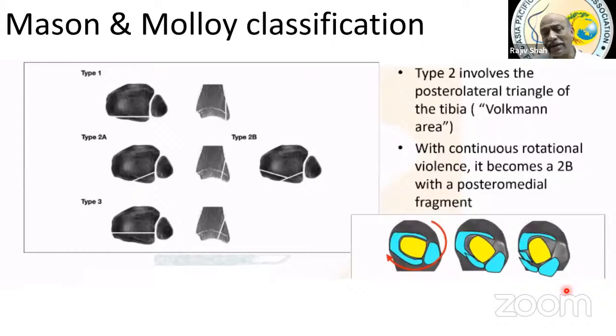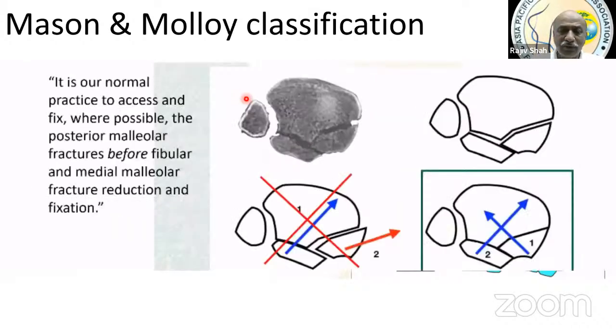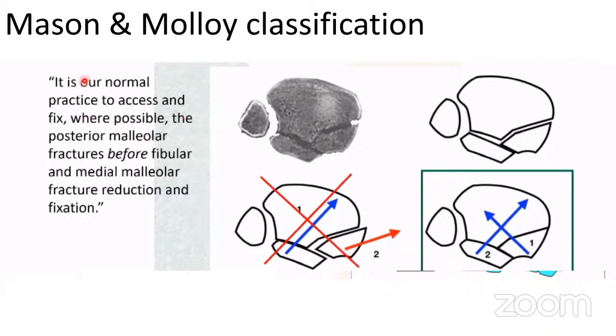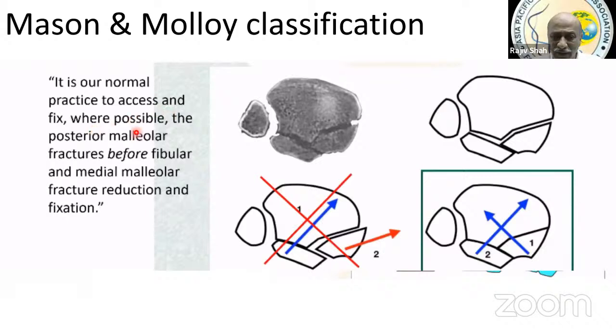And the last classification, the latest one, is that of Mason, where he said that type 2 involves the posterolateral triangle of the tibia or Volkmann's area. And then he also gave an algorithm to manage this. What he said is that it is our normal practice to access and fix wherever possible the posterior fracture before fibular and medial malleolar fracture reduction. And then he showed that if you have a posteromedial, okay. Now, if you have both posteromedial and posterolateral, which one would you fix first?